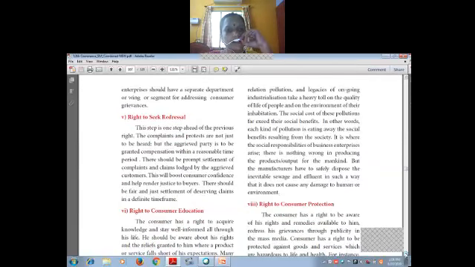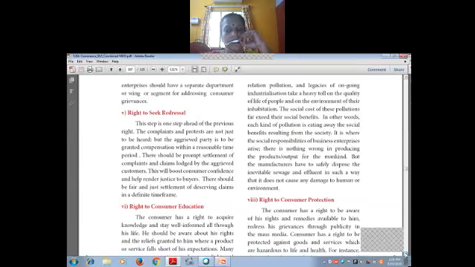This step is one step ahead of the previous one. The complaints and protests are not just to be heard, but the aggrieved party is to be granted compensation within a reasonable time period. There should be prompt settlement of the complaints and claims lodged by the aggrieved customer. This will boost customer confidence and help render justice to buyers. This should be a fair and just settlement of deserving clients in a definite time.